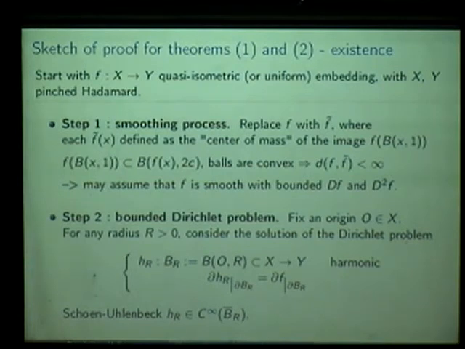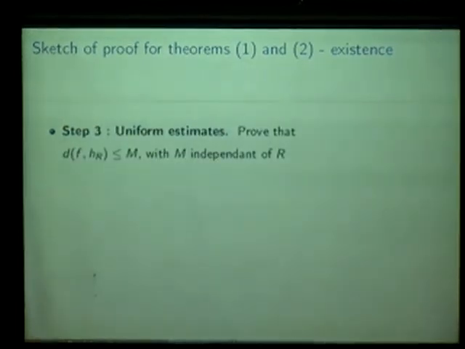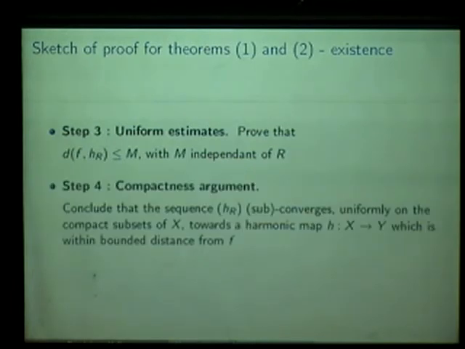And so the crucial step in our proof is to show that we have a uniform bound for the distance of F and HR on the ball with radius R. A uniform bound that does not depend on R. And now it's an easy step. It's a standard compactness argument. I will give some details on this step on the next slide.